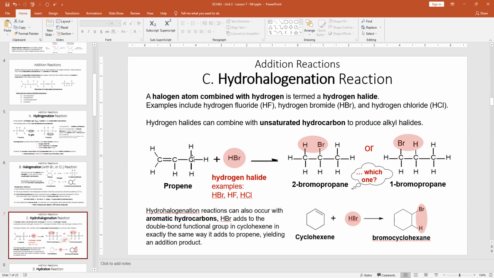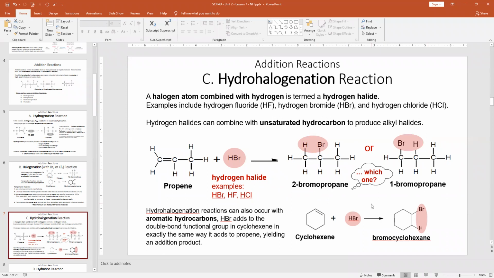But the question is, the double bond is right here between these two carbons. Where is the H going to go? On which carbon is the hydrogen going to go? And which carbon is going to take the bromine? It could be either this type of molecule, or it could be this type of molecule.